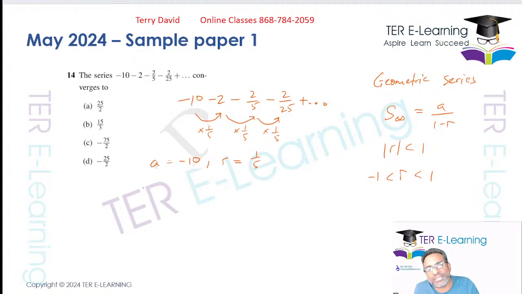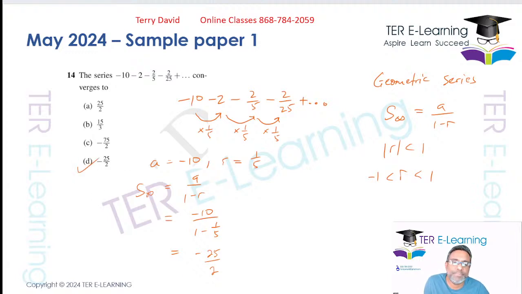So the sum to infinity, because that's where it's going to converge, is given by a over 1 minus r. In this case it's minus 10 all over 1 minus 1/5. So that's minus 10 divided by 4 over 5, and we're going to get minus 25 over 2. So therefore the answer is going to be D.